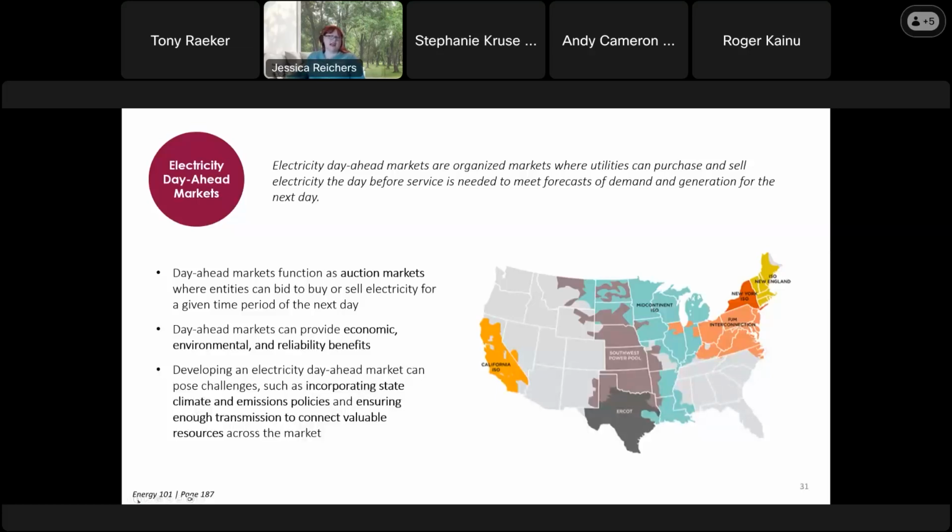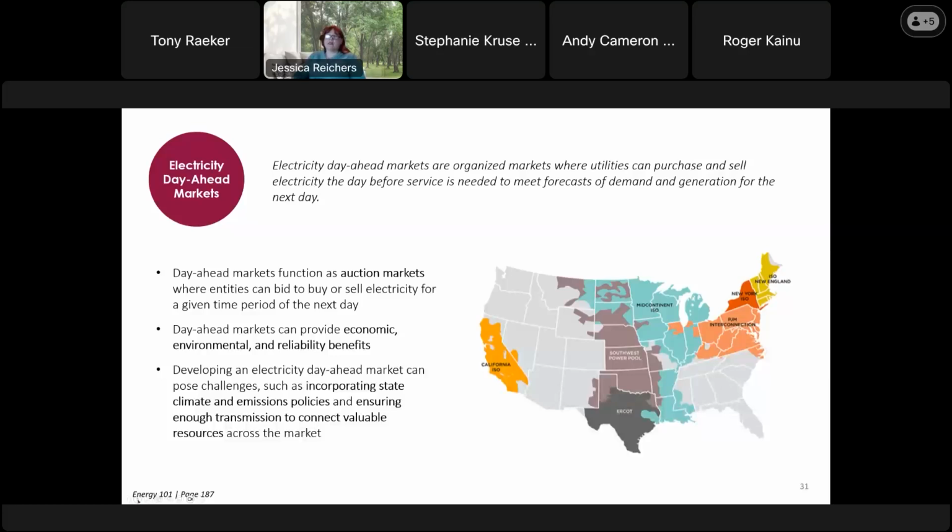So they're basically looking at what they think they'll need, and they look on the market for entities that can help fill that need for them. So these day ahead markets function as an auction market where entities enter bids to buy or to sell electricity for a given period of time in the following day. Our Oregon utilities don't currently participate in a day ahead market, but most of the electricity providers in the state have indicated different degrees of interest in joining one of these markets.